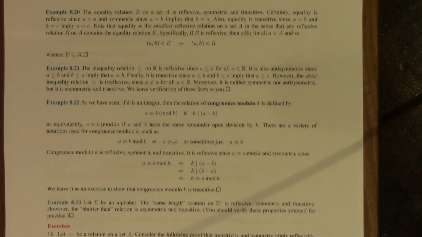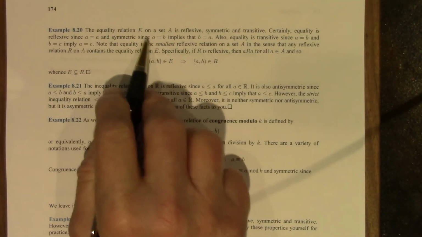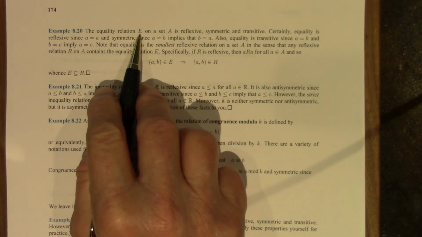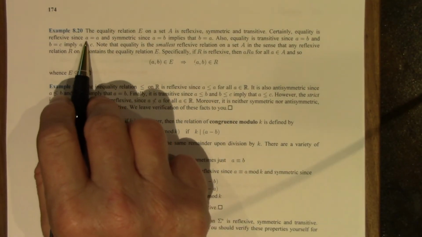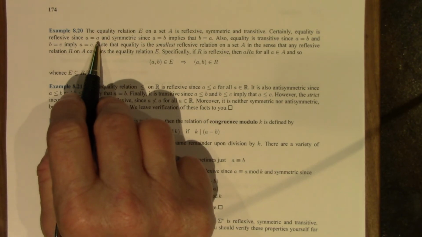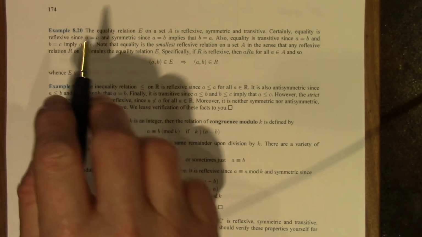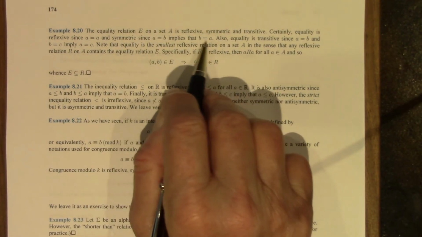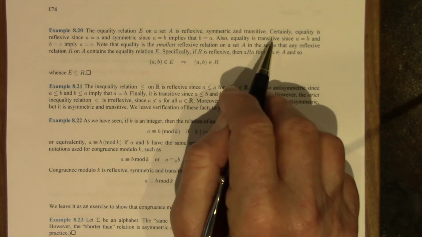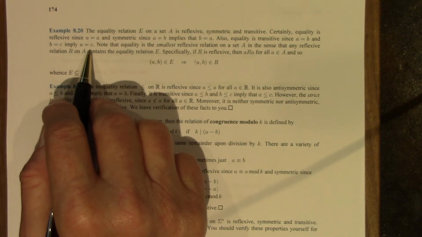Let's look at a couple of examples. The equality relation, E, on a set A is reflexive, symmetric, and transitive. Certainly it's reflexive, since every element is equal to itself. And it's symmetric, since A equal to B implies B equals A. And it's transitive because A equals B and B equals C implies A equals C.